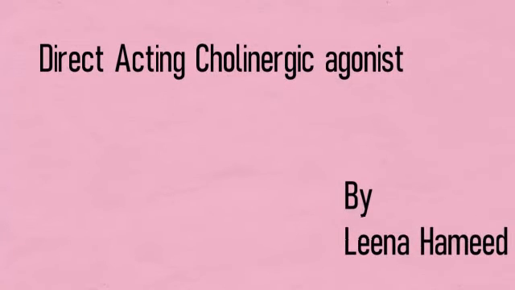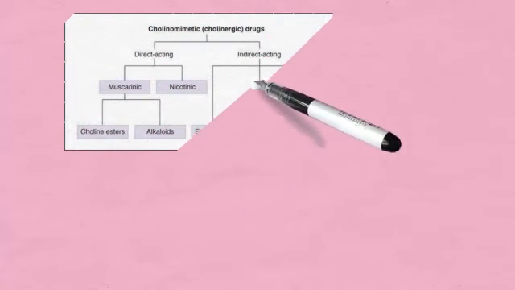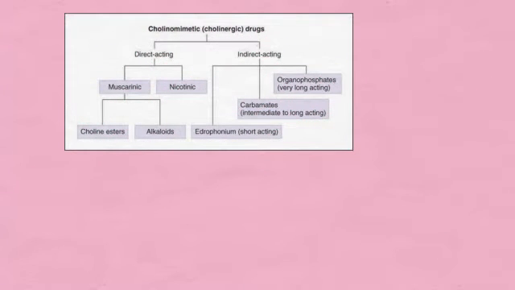In this video, we are going to discuss direct acting cholinergic agonists. There are many drugs that can activate the cholinergic receptors. These drugs are known as cholinergic agonists because they mimic the effects of acetylcholine, and they either partially or almost wholly resemble the pharmacological action of acetylcholine.